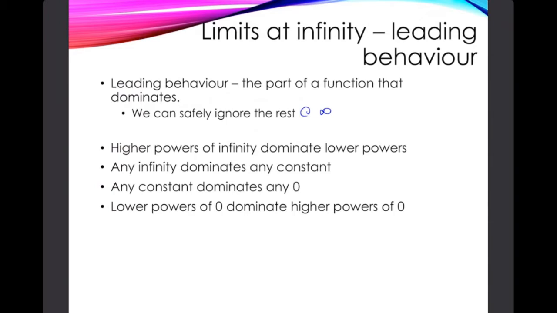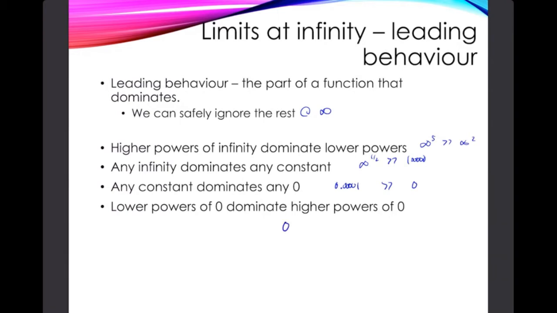And the general advice that I have for you appears here. Higher powers of infinity dominate lower powers. So like infinity to the 5th, that's way bigger than infinity squared. Any infinity dominates any constant. So like infinity to the 1/2 is way bigger than 100,000. Any constant dominates any 0. So like 0.00001 as a fixed number is way bigger than something that's tending towards 0.